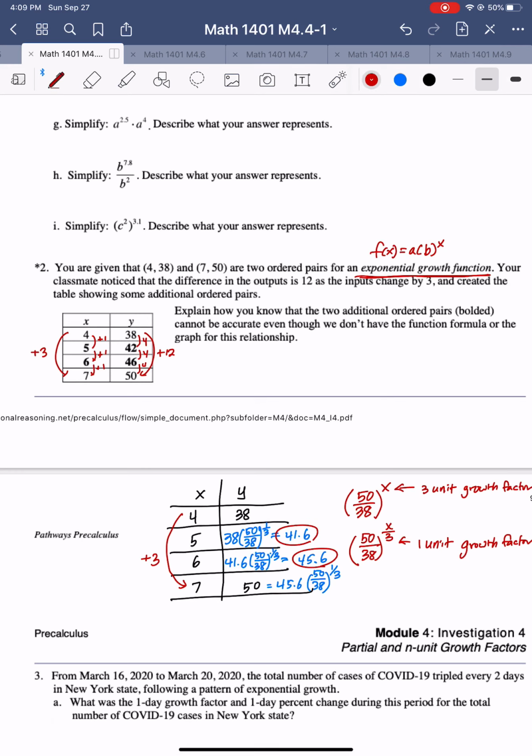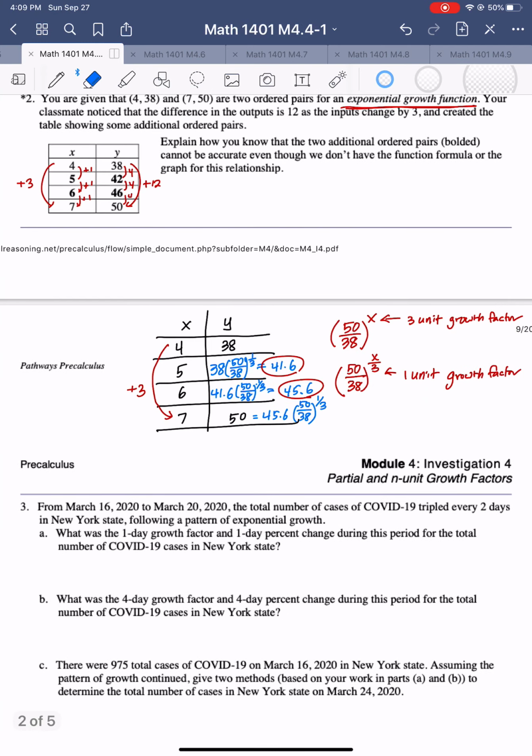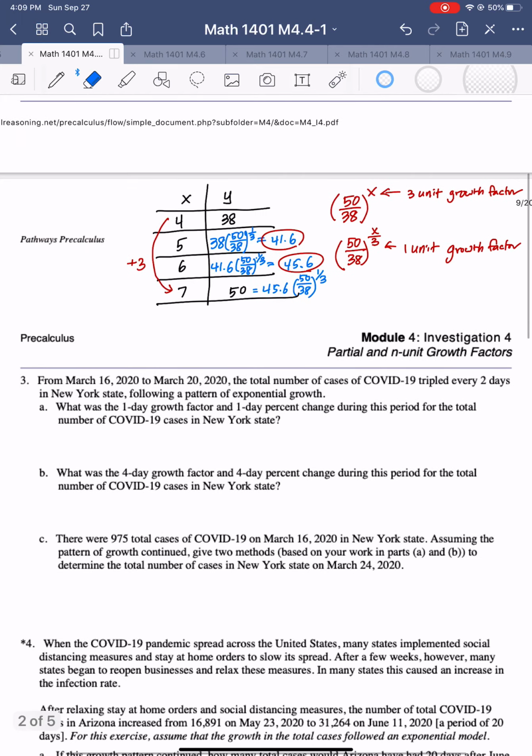And now it's not going to be linear, because 41.6 minus 38 is going to be 3.6, and 45.6 minus 41.6 is 4. So it's not going to be the same difference between the two y values, okay? All right, let's do number 4.